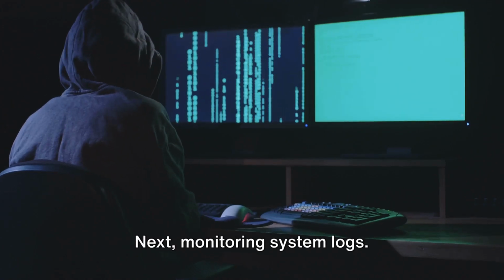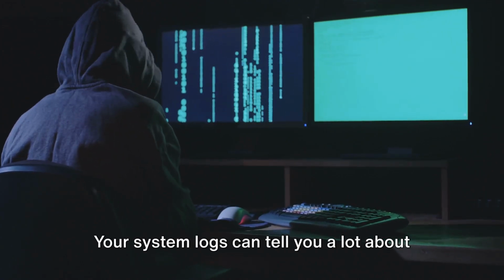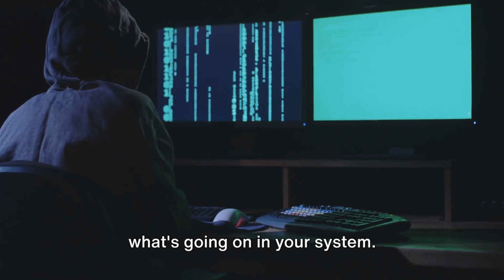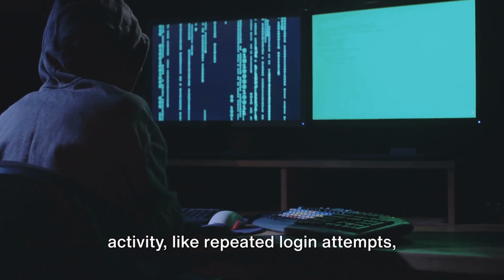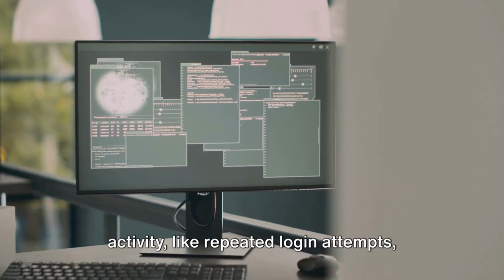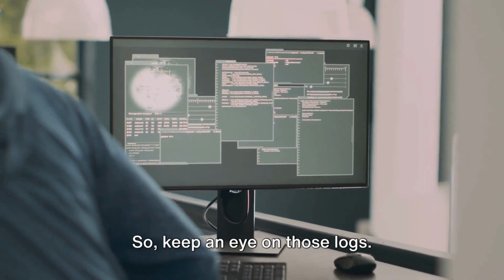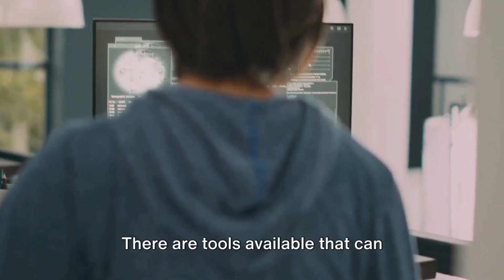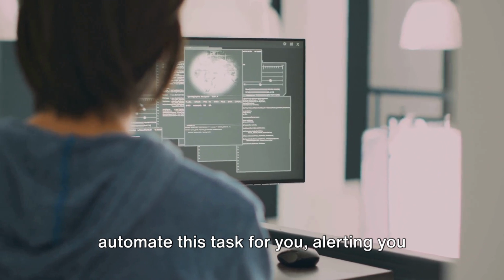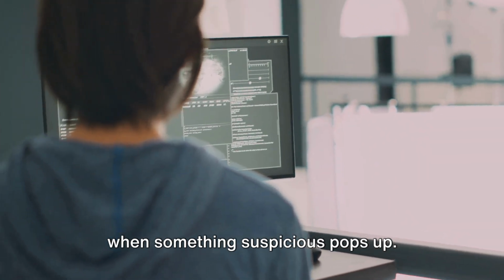Next, monitoring system logs. Your system logs can tell you a lot about what's going on in your system. They can alert you to suspicious activity, like repeated login attempts, which could indicate a brute force attack. So, keep an eye on those logs. There are tools available that can automate this task for you, alerting you when something suspicious pops up.